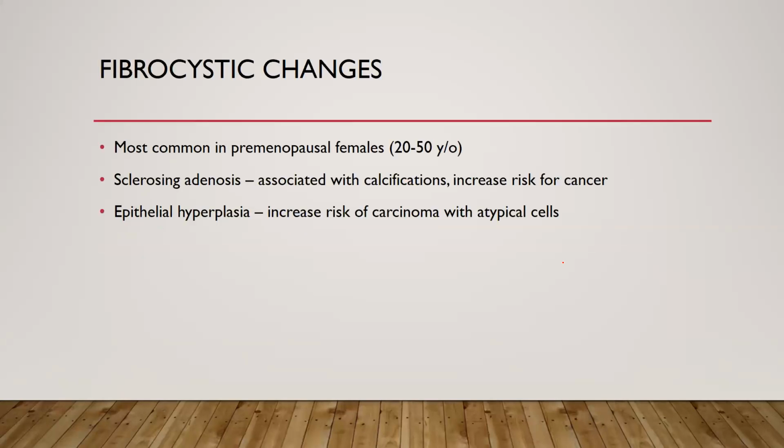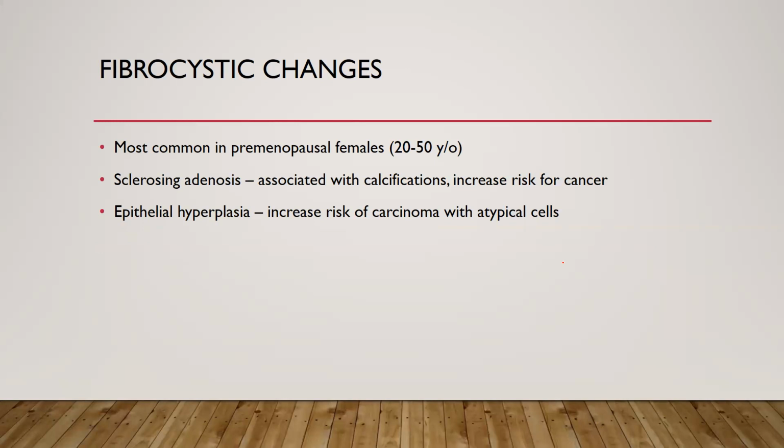So fibrocystic changes, most common in premenopausal females, so females of childbearing years. We can see two types of ways that these fibrocystic changes can occur: sclerosing adenosis and epithelial hyperplasia. Sclerosing adenosis is associated with more calcification. This one has more of an increased risk for cancer. Anytime you hear calcifications, cancer should be in your brain, right?